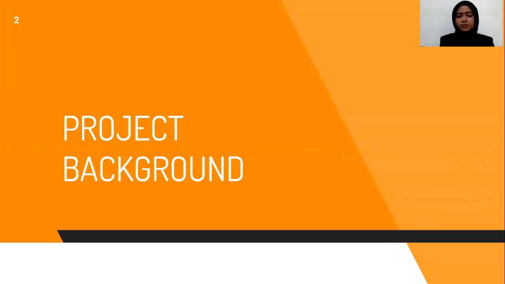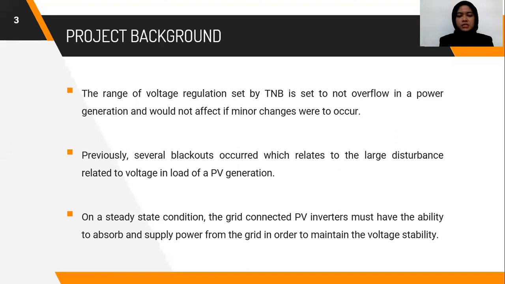The project background. The range of voltage regulation set by TNB is set to not overflow in a power generation and would not affect if minor changes were to occur. Previously, several blackouts occurred which relate to large disturbances related to voltage in the load of a PV generation. On a steady state condition, the grid-connected PV inverters must have the ability to absorb and supply power from the grid in order to maintain the voltage stability.